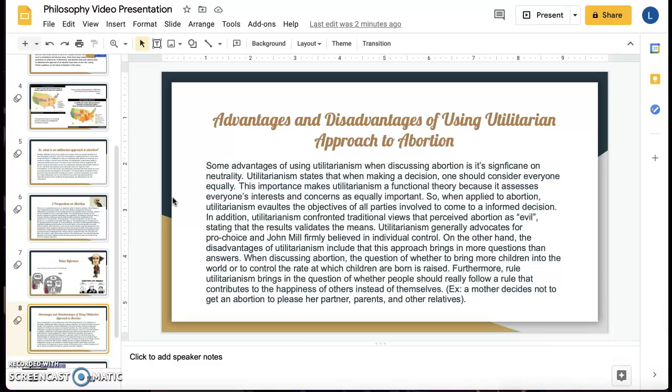On the other hand, the disadvantages of utilitarianism include that this approach brings in more questions than answers. When discussing abortion, the question of whether to bring more children into the world or to control the rate at which children are born is raised. Furthermore, rule utilitarianism brings in the question of whether people should really follow a rule that contributes to the happiness of others instead of themselves. A great example is a mother decides not to get an abortion just to please her partner, parents, and other relatives.